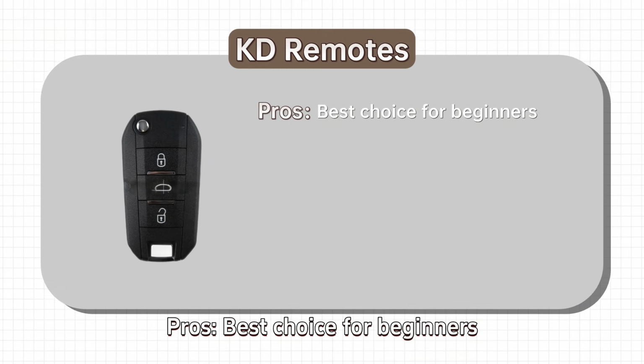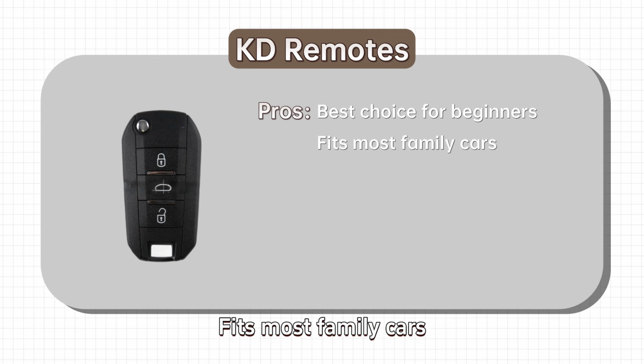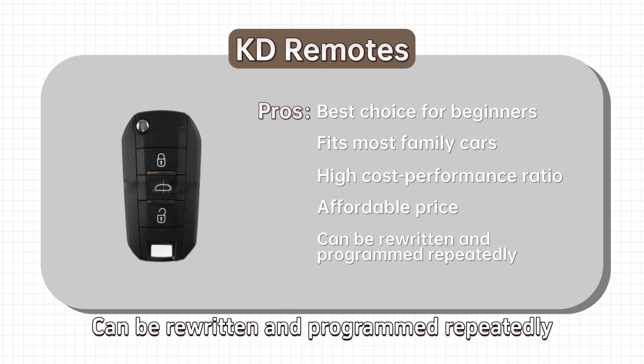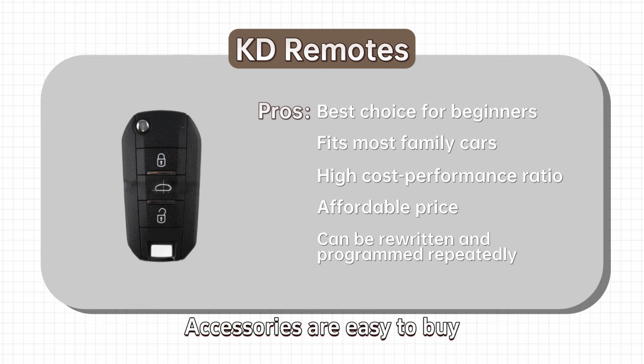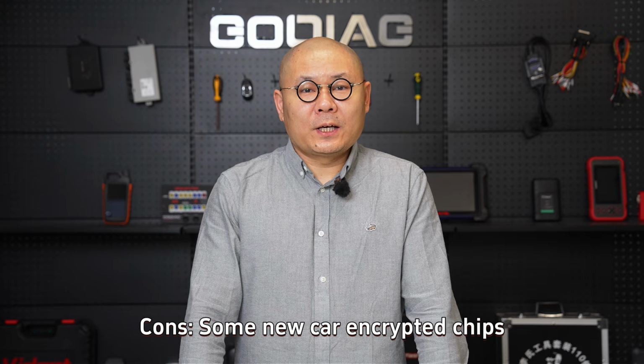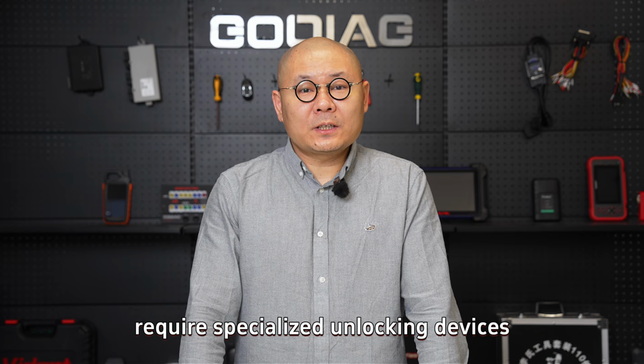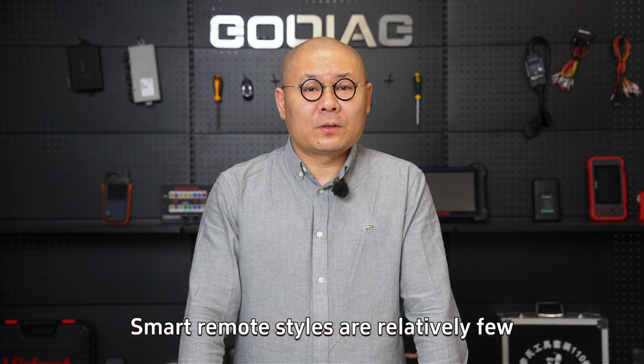2. KD remotes. Pros: best choice for beginners. Fits most family cars. High cost-performance ratio. Affordable price, can be rewritten and programmed repeatedly. Accessories are easy to buy. Cons: some new car encrypted chips require specialized unlocking devices. Smart remote styles are relatively few.